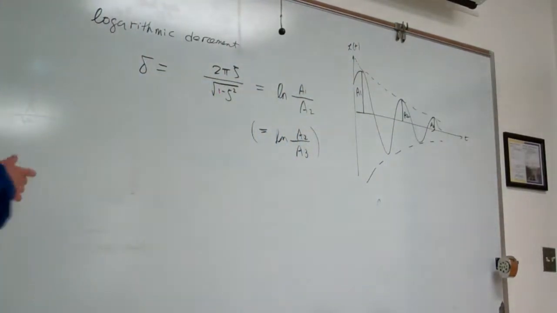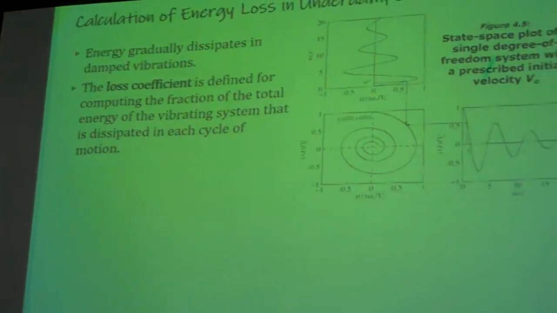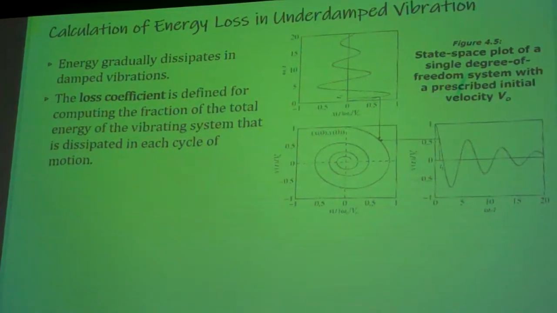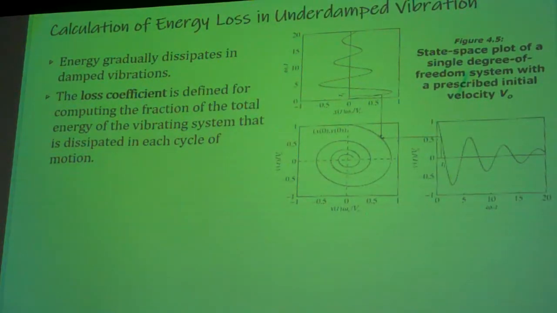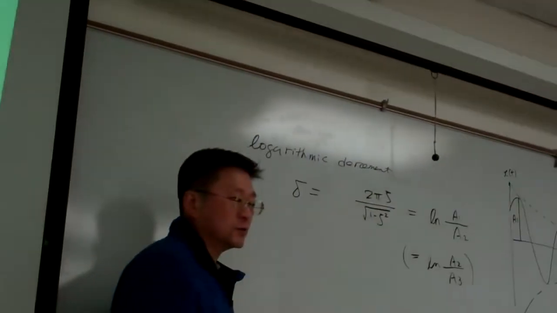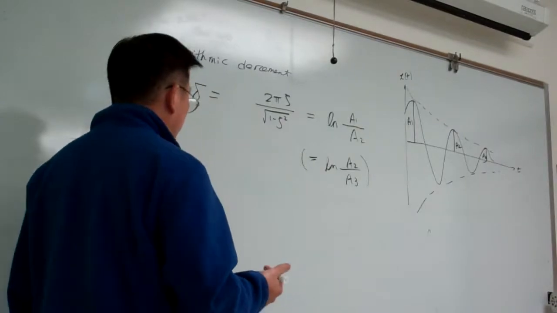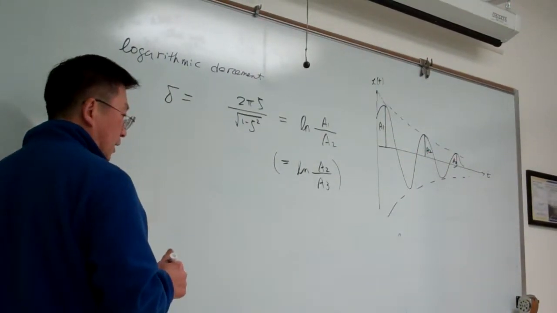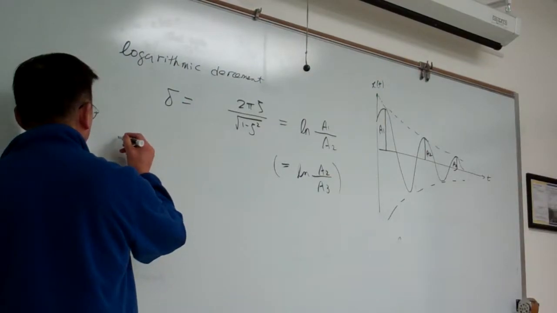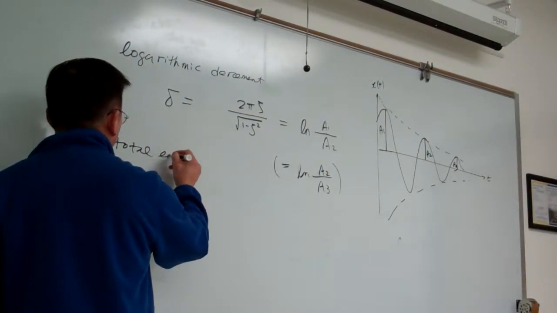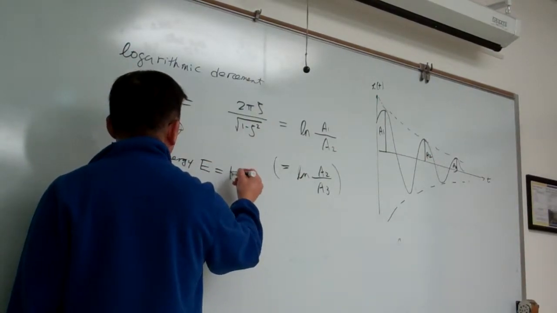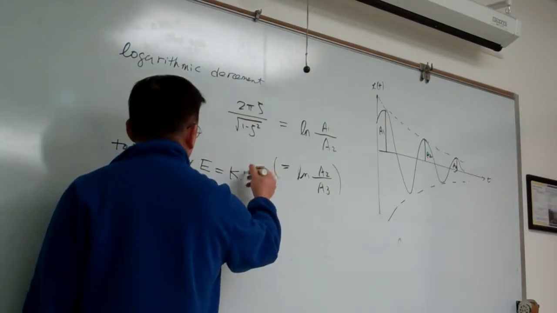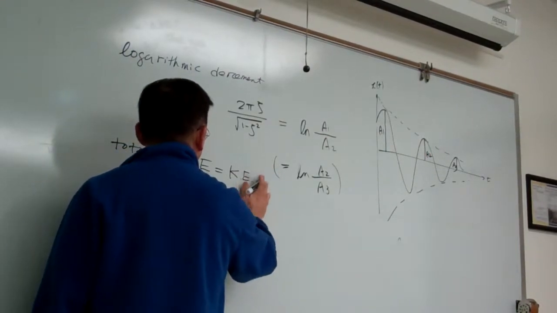So today, based upon this understanding, we introduce another term called the loss coefficient, and that is the way we can describe this. Earlier, I showed you that for the damping, the rate of the energy change is negative. Let me rewrite this one again. The total energy is E, that is the kinetic energy plus potential energy.